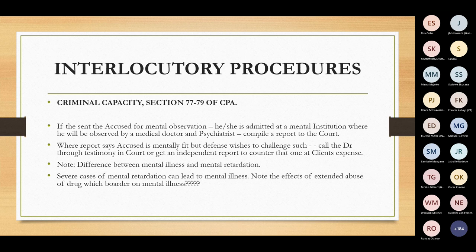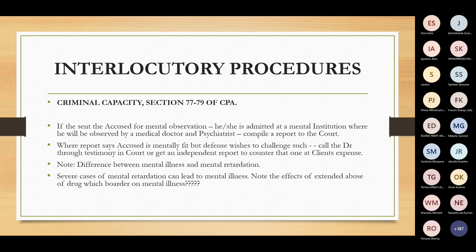I think what I wanted to say also on this mental illness issue on the criminal capacity was that we should also be able to make a distinction between mental illness and mental retardation. Because when the accused does not suffer from mental illness, the report would likely come back and say that they will be able to proceed with the proceedings, because the mental retardation conditions, they will say they are easily treatable with medication.